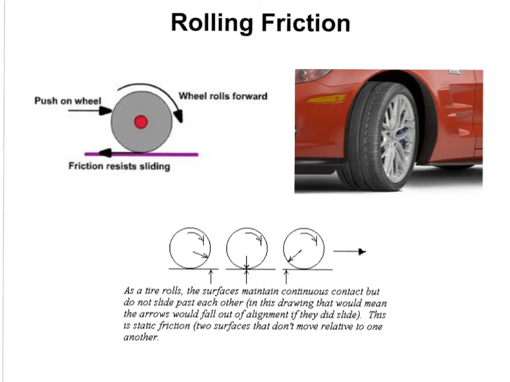You can think of rolling friction as a very special type of static friction. Right here at this point is where we have the static friction. And it's necessary in order for that wheel to roll. That is what allows it to push off of the ground and basically roll around.